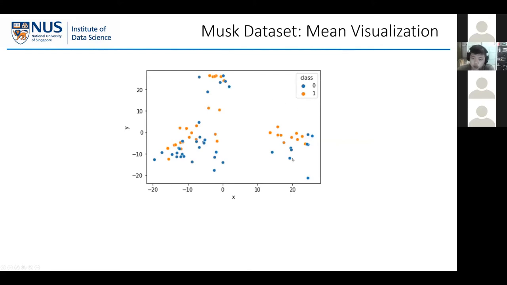Same as before, if the point is blue, it comes from a non-musky molecule. If the point is orange, it comes from a musky molecule. We see from this PCA visualization that this should work relatively well, because we see some kind of separation here, although not too clear. Of course, this is just a two-dimensional visualization, so it's not perfect and it's not conclusive of anything.